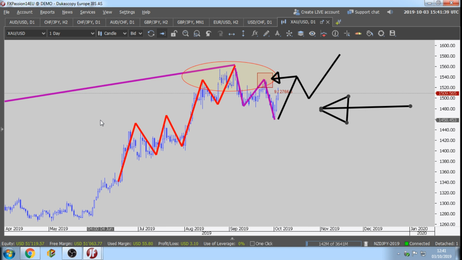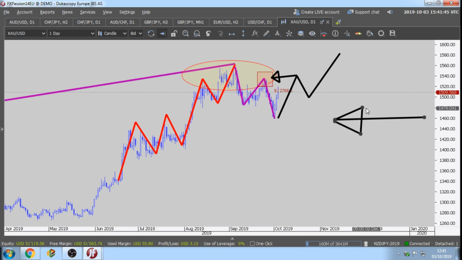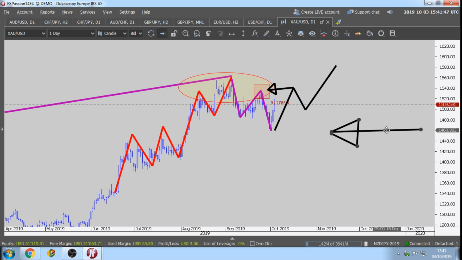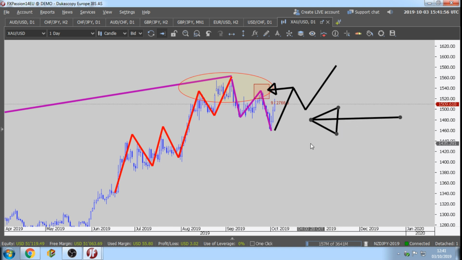Passion, can I go long on gold? Yes, you can. But remember, if you don't have enough capital, and if you are going to put your stop loss in the wrong place, you are increasing the chance for the market to stop you out.